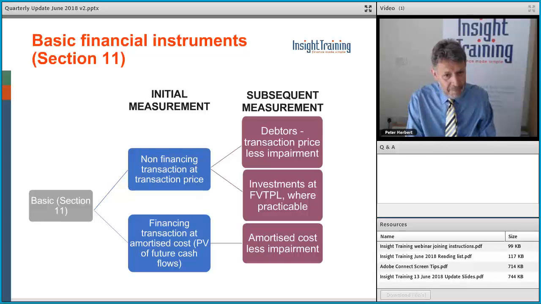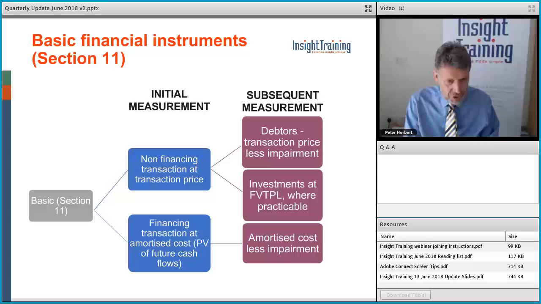A really quick reminder of the way the rules work if you're in category basic, section 11. I tend to distinguish in my mind between instruments of a financing or non-financing nature. Non-financing, ordinary common and garden debtors and creditors, is transaction price. Investments in shares is fair value through P&L. And you then have loans or financing transactions where we account at amortized cost.